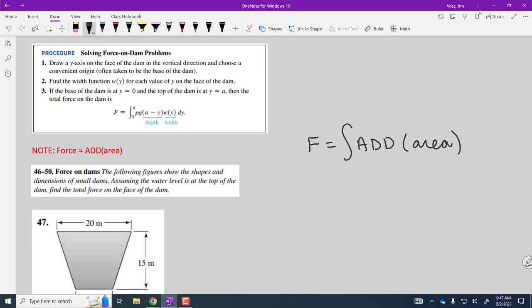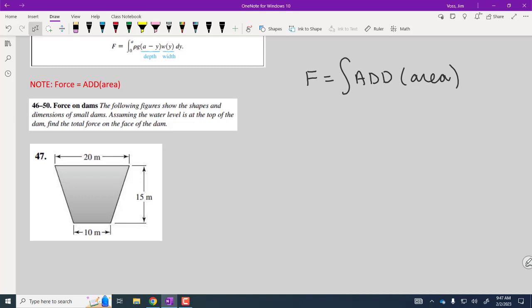ADD is pressure, and then we have area. Pressure times area is force. Area, now, we have to be careful. We're not talking about the area of the trapezoid. Just like the other problems we've seen, when we said volume in there, we weren't talking about the volume of the vessel. We were talking about the volume of a representative slice. So here, instead of slices, we have strips because it's just two-dimensional. So we just have strips across here. When we say area, we mean the area of a strip.